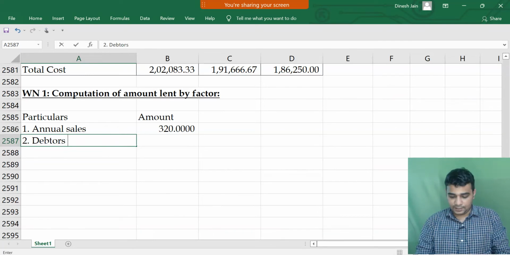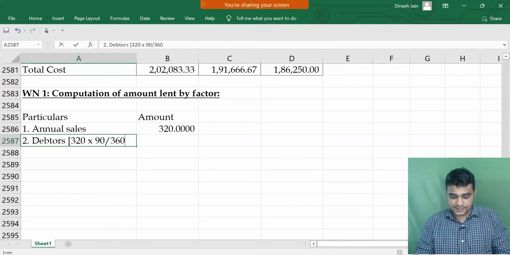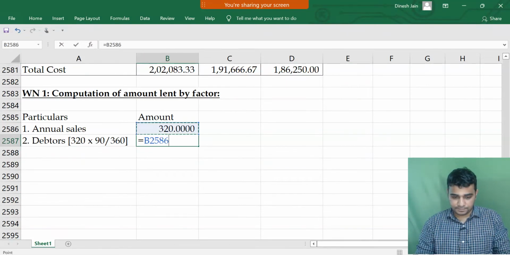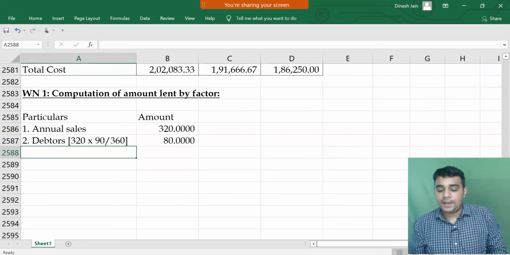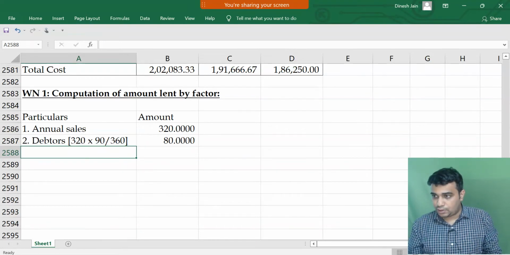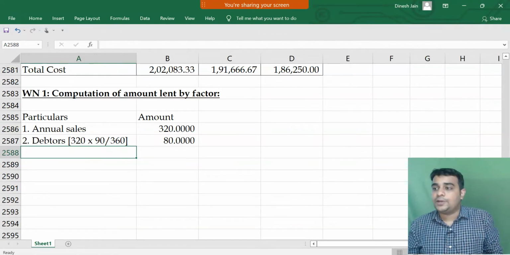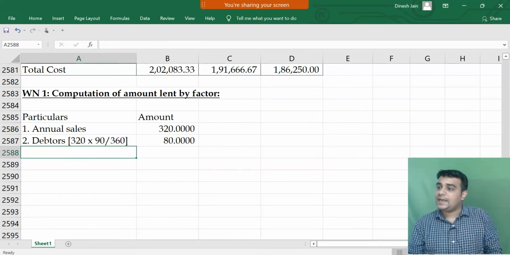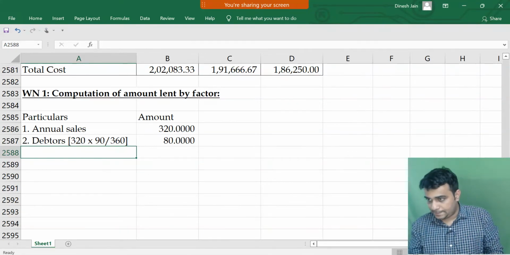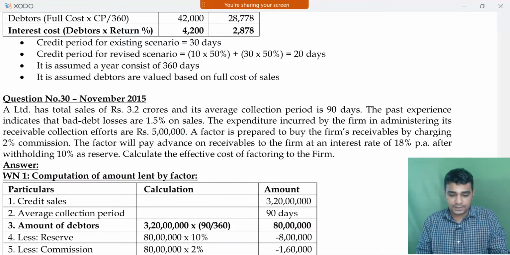Debtors is 320 into 90 by 360, the credit period we give to the debtors here. Debtors is 80 lakh. The factor will not get to know the profit, and factoring is always on the sales only, no concept of cost of sales, because the factor will never get to know the profit margin. So I'll go to the factor and say I have 80 lakh of debtors, can you give me a loan against this? For that the factor will deduct certain items.